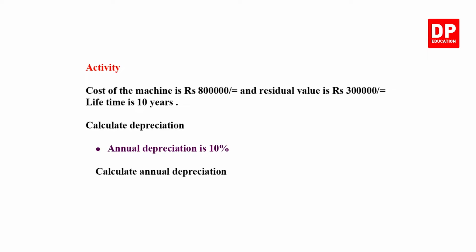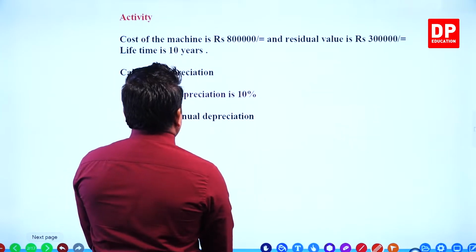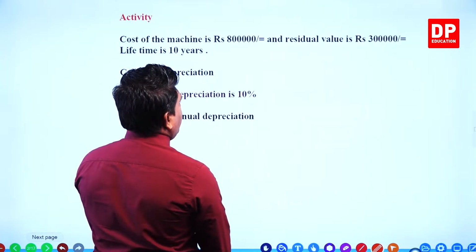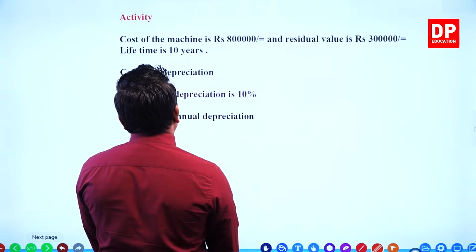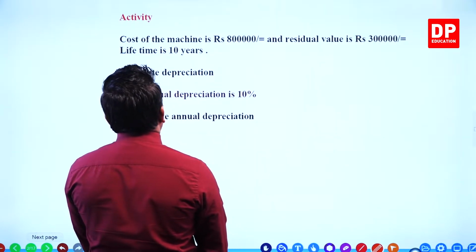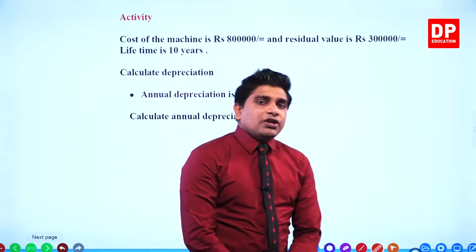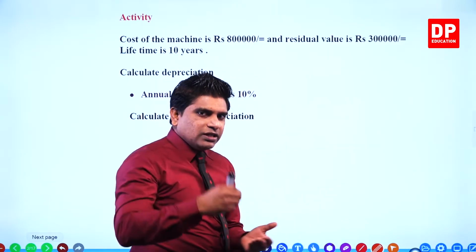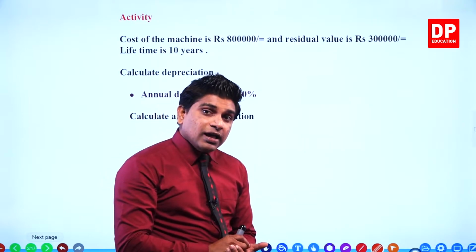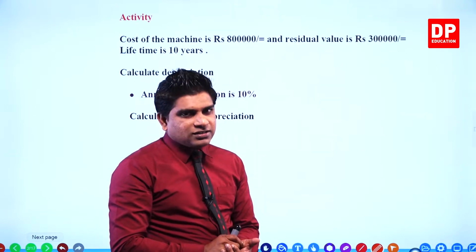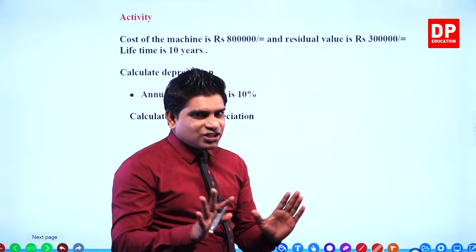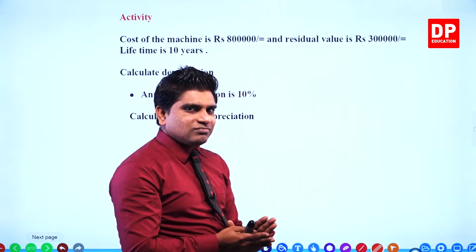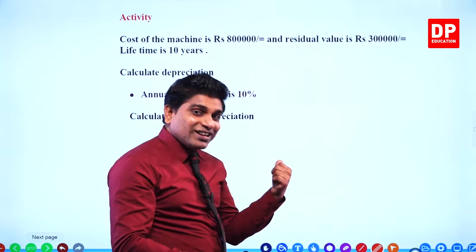Now, activity. The cost of the machine is 800,000 and the residual value is 300,000. The lifetime is 10 years. Calculate depreciation. First we use the first method, second we use the second method. Everyone, write down the formula. What is the formula? Depreciation equals cost minus residual value, or scrap value, divided by lifetime. Not your own lifetime, the relevant property's lifetime.